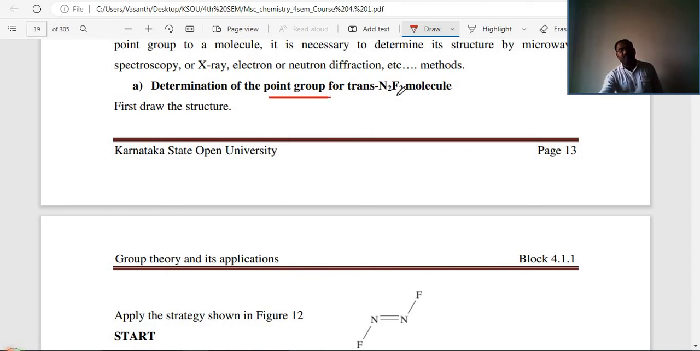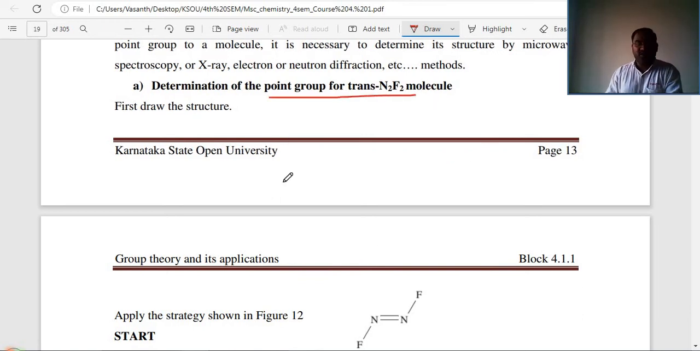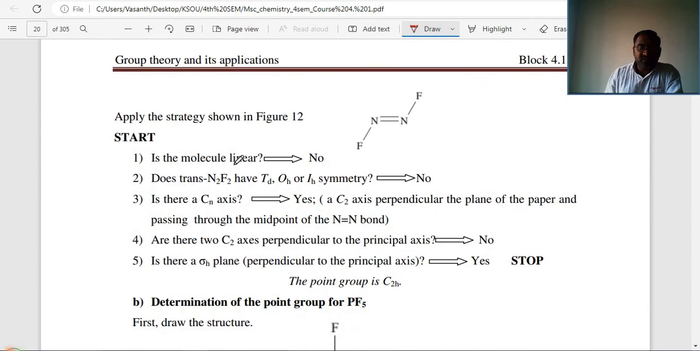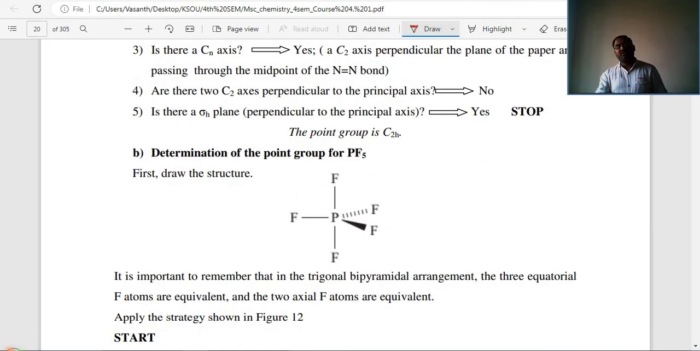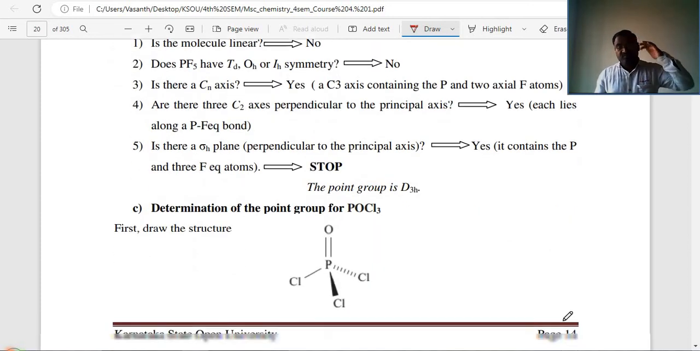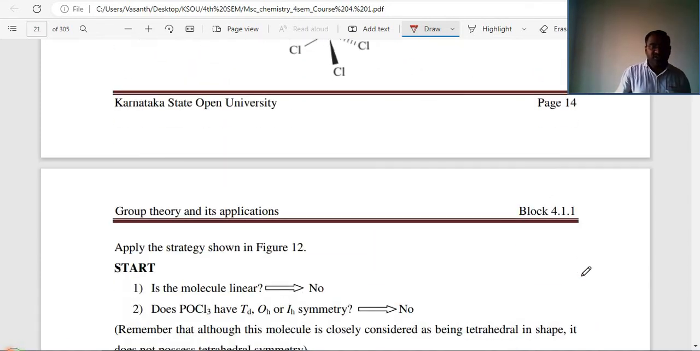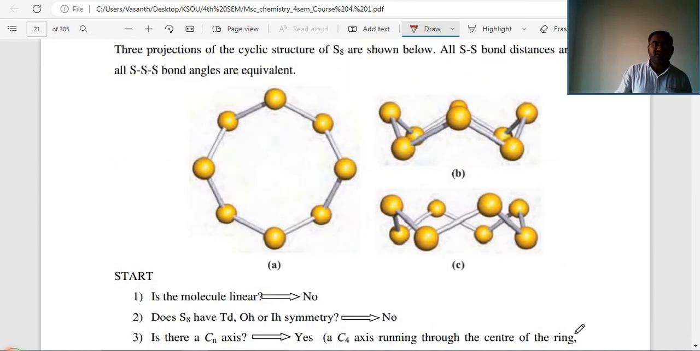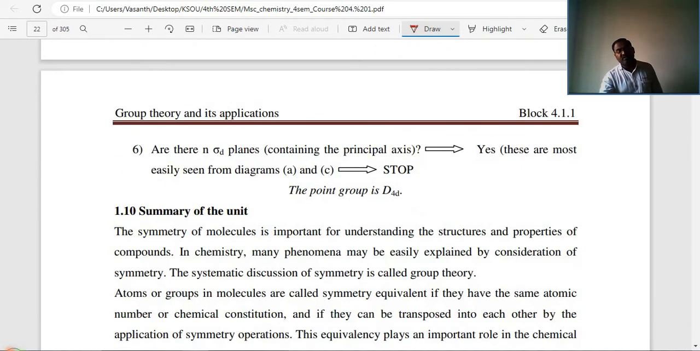Now, how to determine the point group of the trans N2F2 molecule? Is the molecule linear? No. Does trans N2F2 have octahedral, tetrahedral or icosahedral symmetry? No. Is there a Cn axis? Yes. And this stops the procedure of determining the molecule's point group. Similarly for the BF3 molecule and the POCl3 molecule; we consider some other information regarding that.